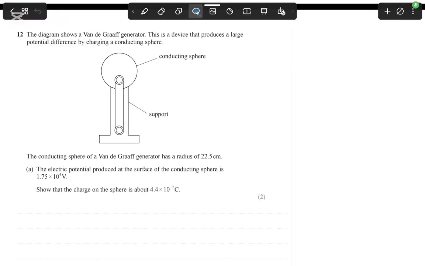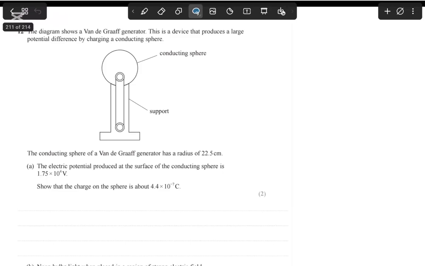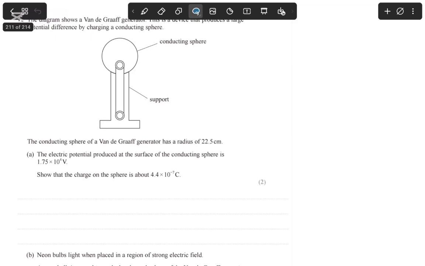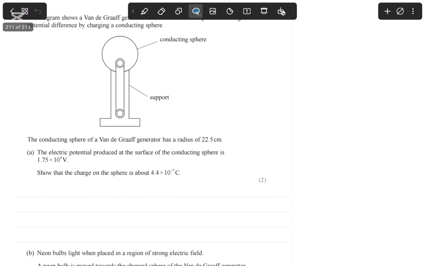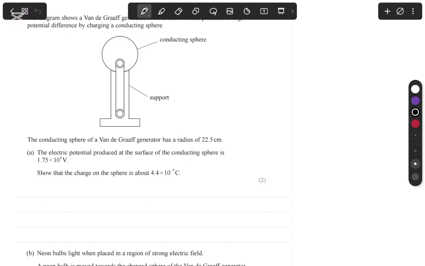The diagram shows a Van de Graaff generator. This is the device that produces a large potential difference by charging a conducting sphere. The conducting sphere of a Van de Graaff generator has a radius of 22.5 centimeters. The electric potential produced at the surface of the conducting sphere is 1.75 times 10 to the raised power of 4 volts. So that the charge on the sphere is about 4.4 times 10 to the raised power of minus 7 coulomb. So, pretty simple question.